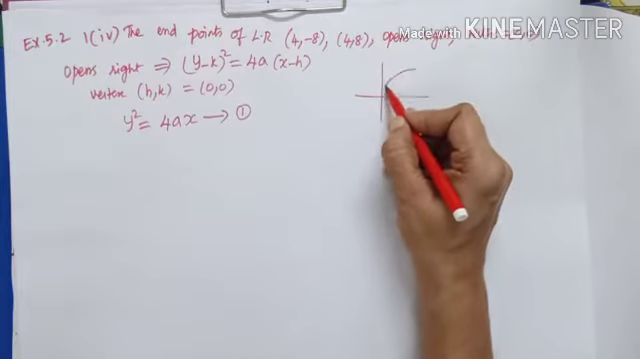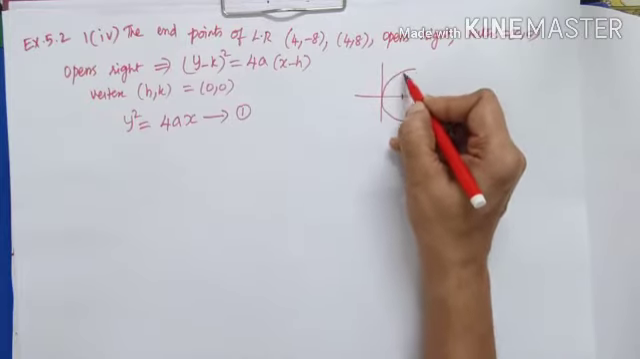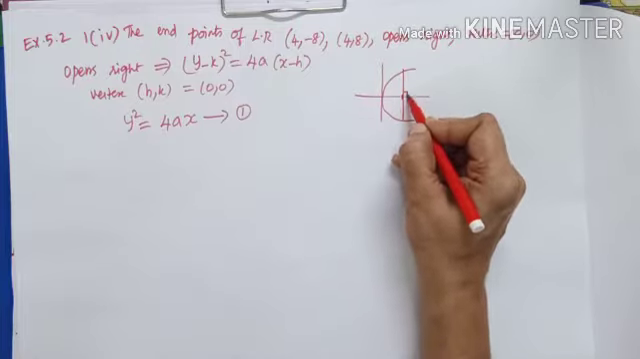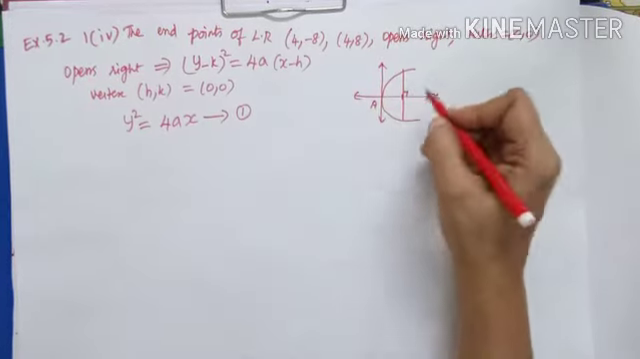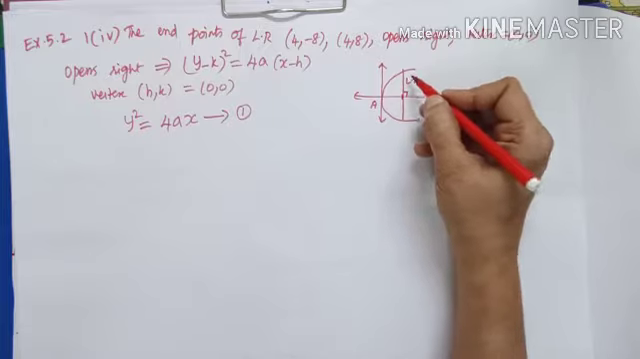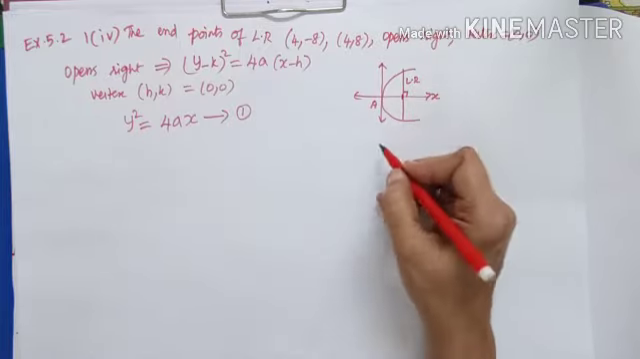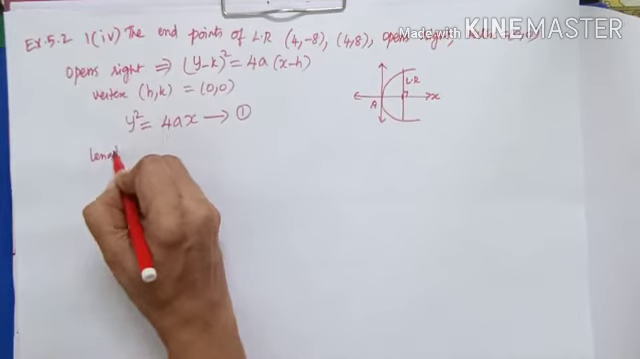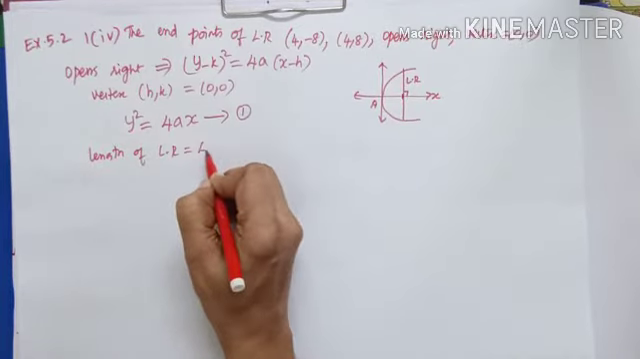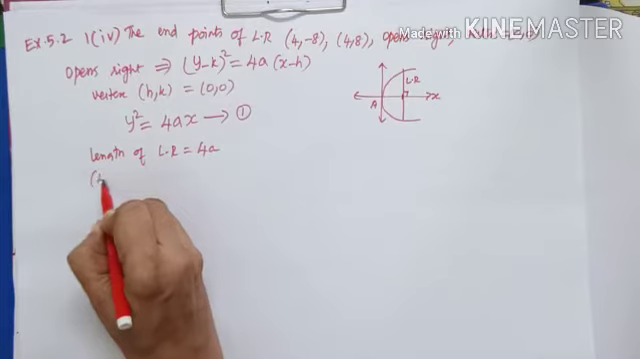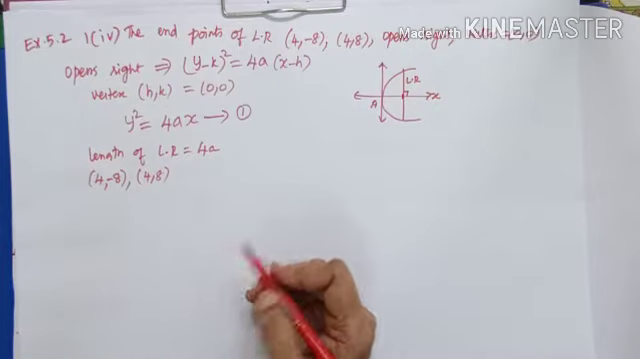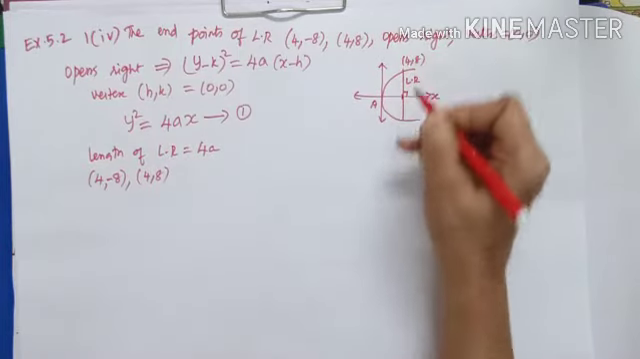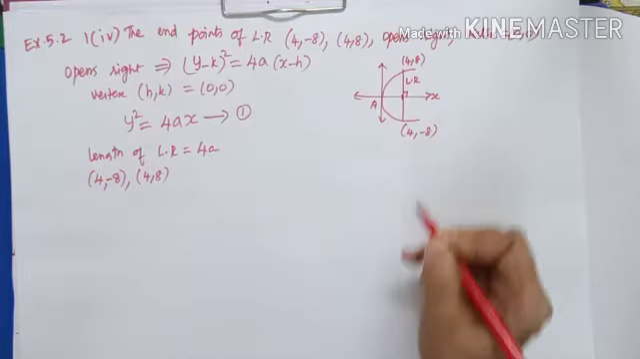This is a parabola and this is the focus. The line or the chord passing through the focus and perpendicular to the axis, this only we call latus rectum. So, the length of latus rectum is 4a. So, we know length of latus rectum equals 4a. What are the ends of the latus rectum? (4, minus 8) and (4, 8). So, this is (4, 8) and this is (4, minus 8).